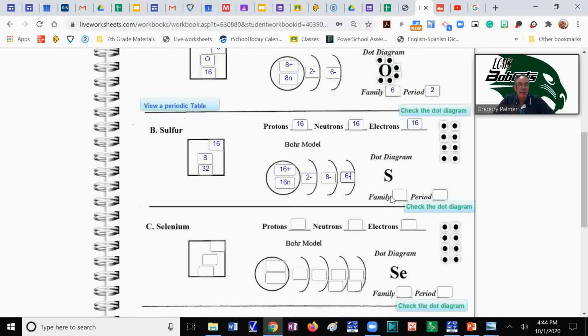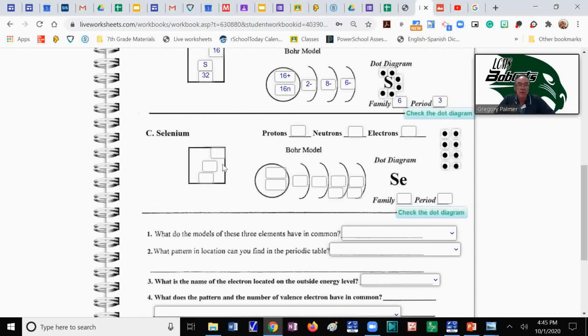We have 6 valence electrons. We know it is in family 6. The model has 3 energy levels, so it should be on period 3. Family 6 means 6 valence electrons, which means there are 6 dots in the dot diagram. Looks complete. Let's look for selenium.